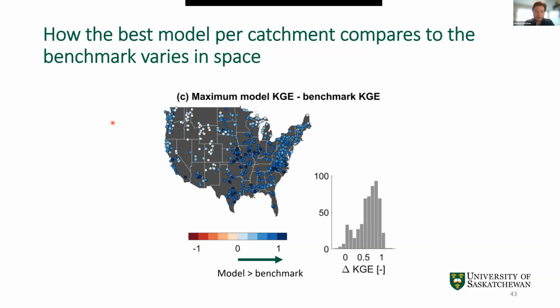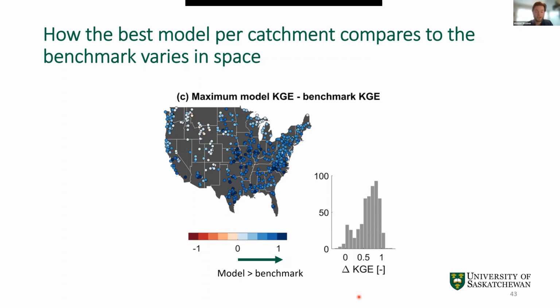Now, of course, if the benchmark is already at KGE 0.85, then the room for improvement is not very big, right? There's only 0.15 left until you reach the perfect KGE score of one. But this still gives food for thought. In these 11 catchments, something in the modeling chain must be wrong, right? Maybe the input data is biased, maybe the parameters that we selected aren't great, maybe it's the model structure itself. But the fact that these models don't outperform the benchmark there should give us reason to further investigate what's going on.